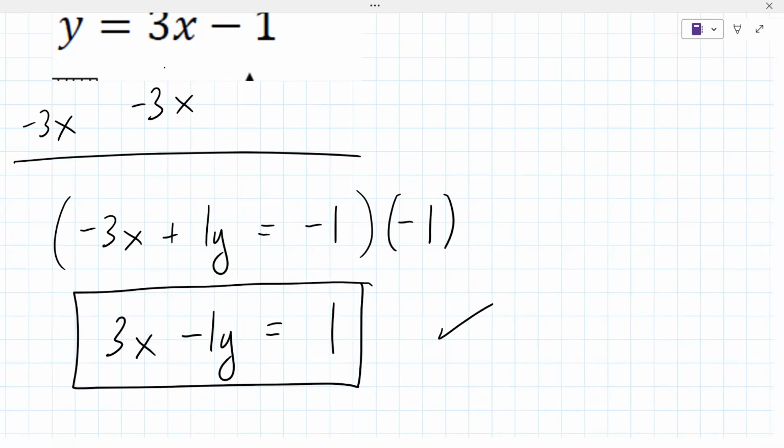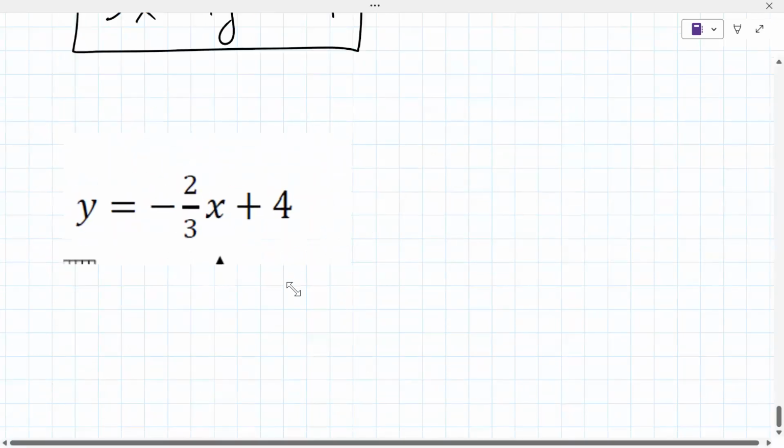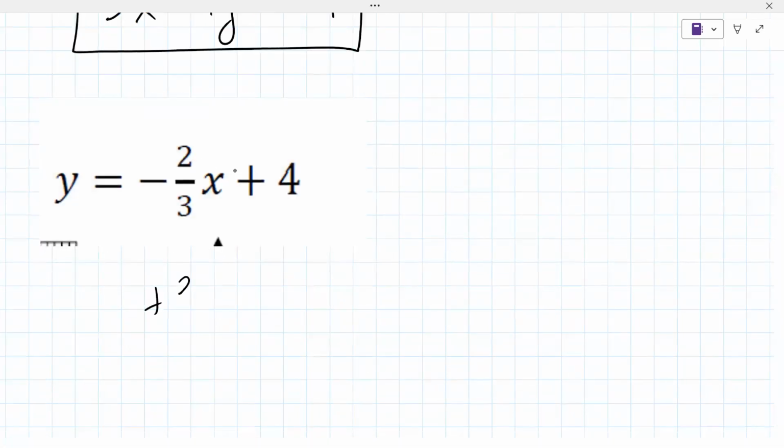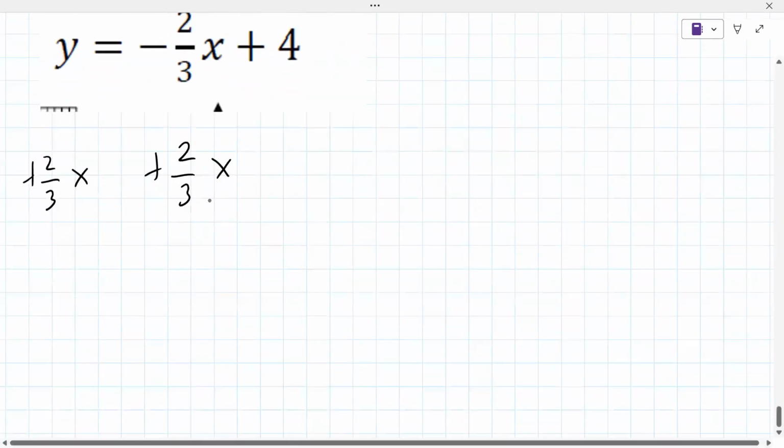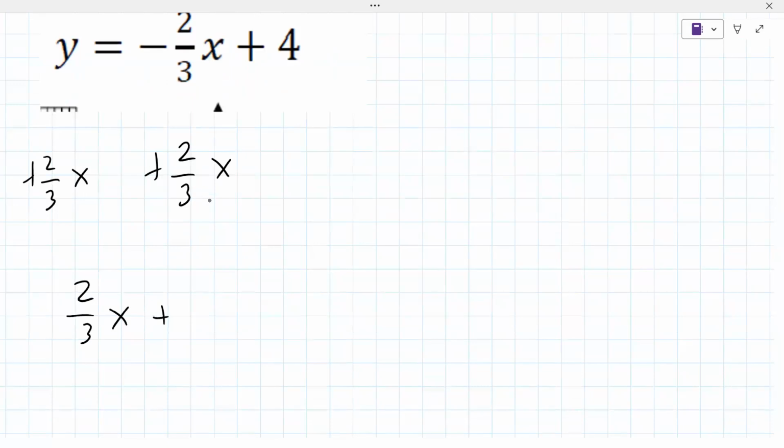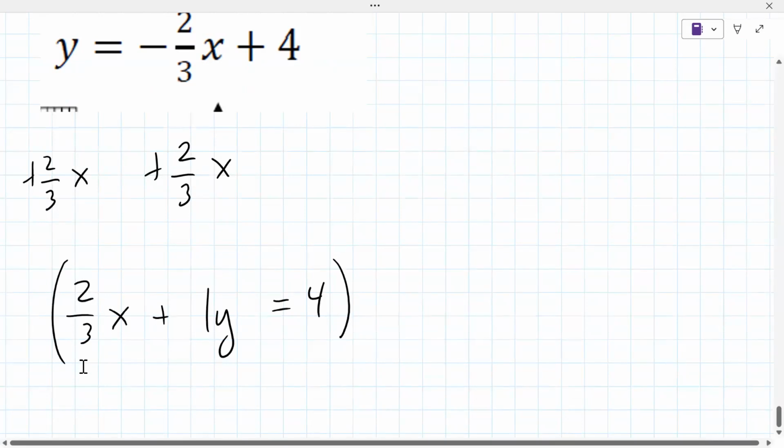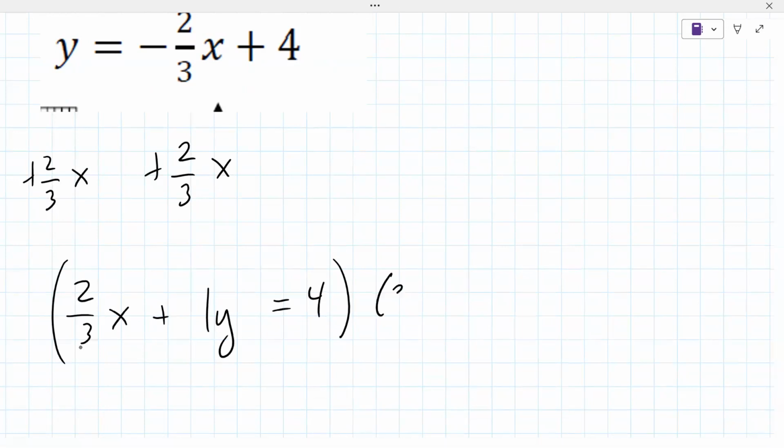But sometimes you get a problem like this other one, where you move that x term to the other side of the equation. So you have 2/3 x plus 1y equals 4. You multiply everything by whatever it takes to get rid of the fraction, typically the denominator. In this case, you'd multiply everything by 3, so it'd be 2x plus 3y equals 12.